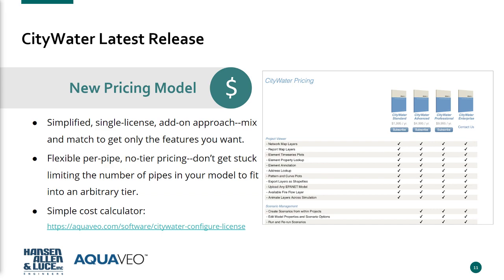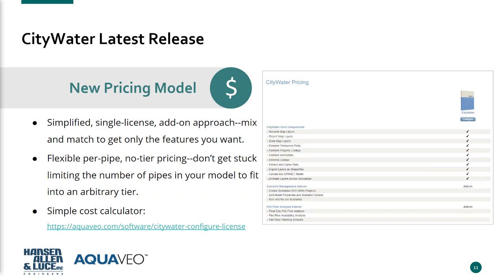So the changes that we made: first, we simplified the license model. Instead of 4 licenses, we now have a base package of core components that's priced based on the size of the model, and then you can pick and choose from a series of add-ons that add different features, such as fire flow analysis or scenario analysis. This allows you to mix and match and purchase only the features that your organization needs and not pay for the things that you are not necessarily interested in.